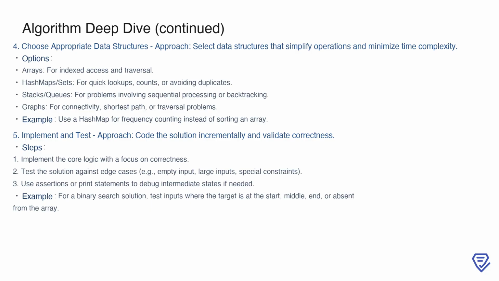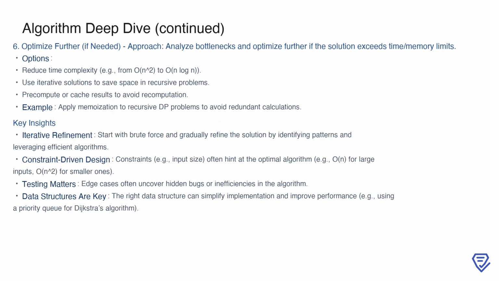After selecting the tools, the next step is implementation. Focus on coding the core logic incrementally, starting with correctness. Test your solution against edge cases, such as empty or large inputs, and use debugging techniques like print statements or assertions to validate intermediate states. For instance, in binary search, ensure the solution handles all possible positions of the target correctly, including when it's not present. If your initial solution does not meet the time or memory constraints, it's time to optimize further.